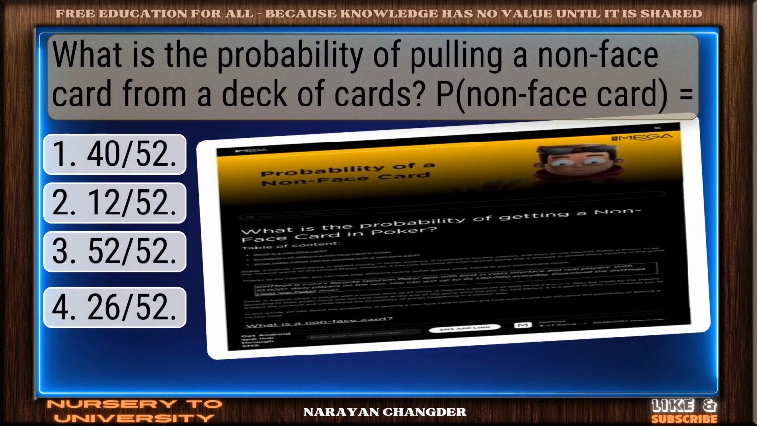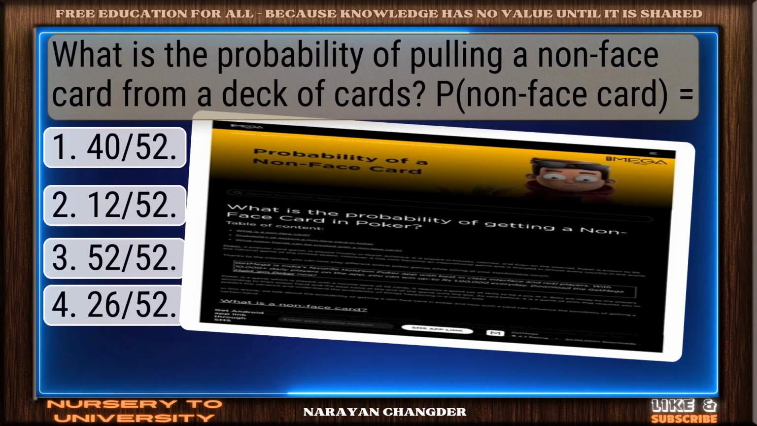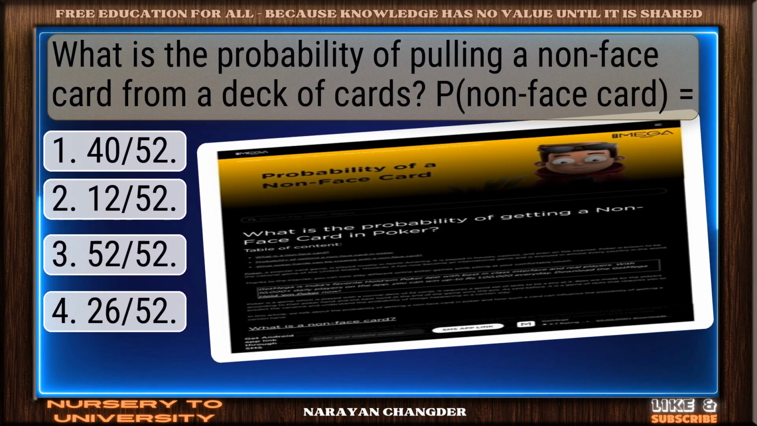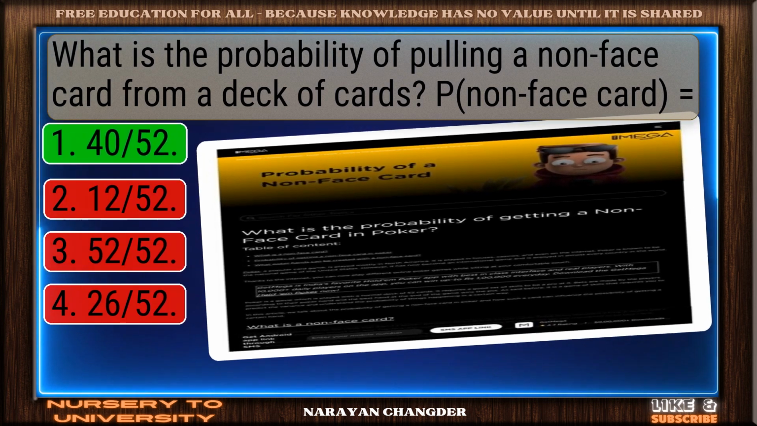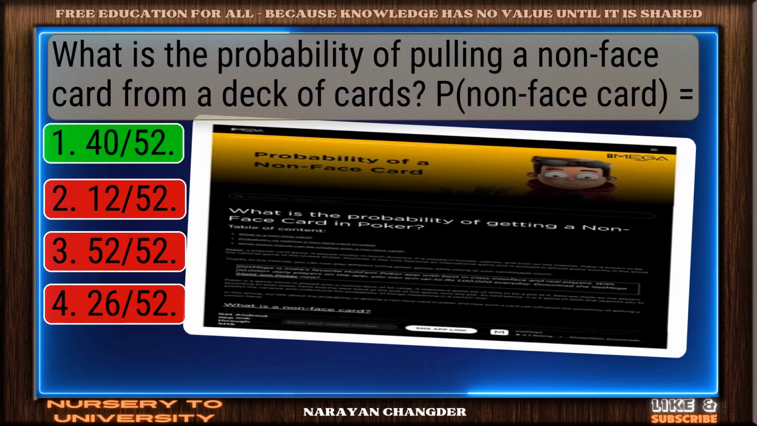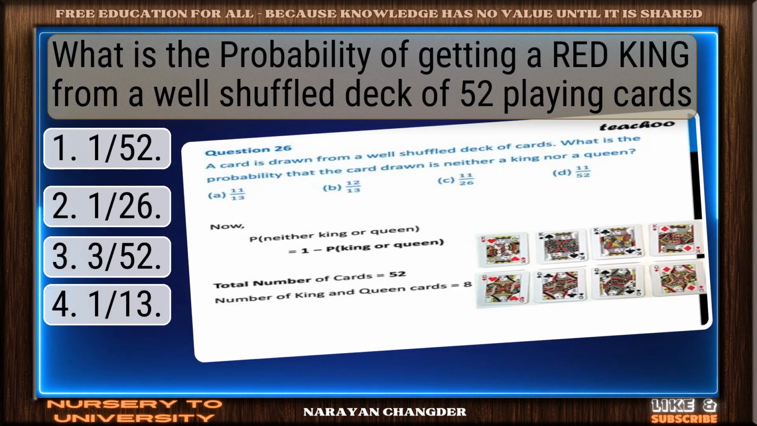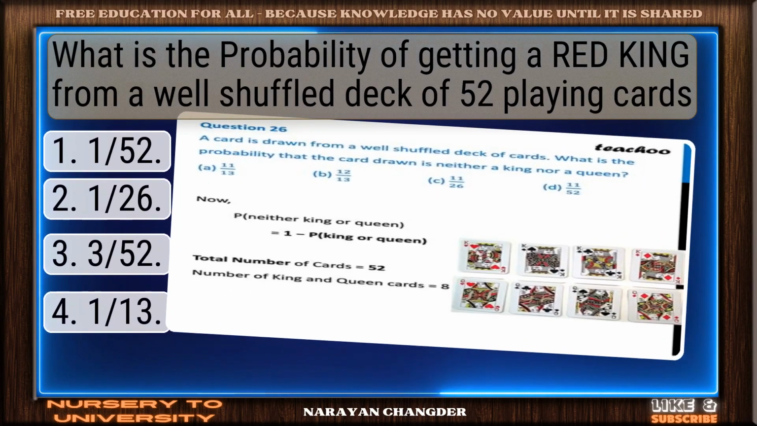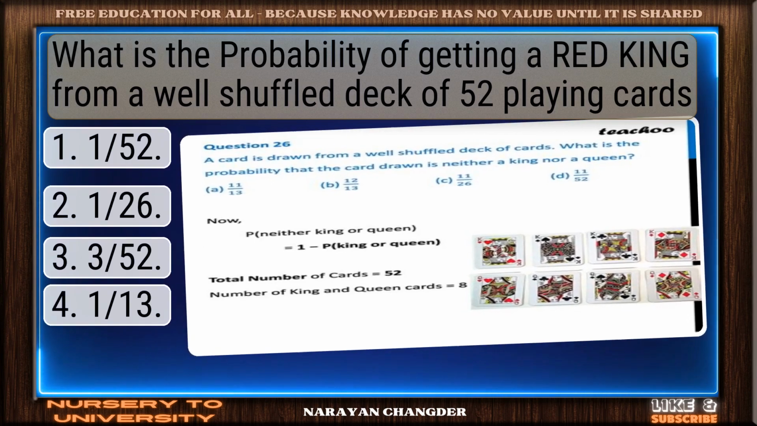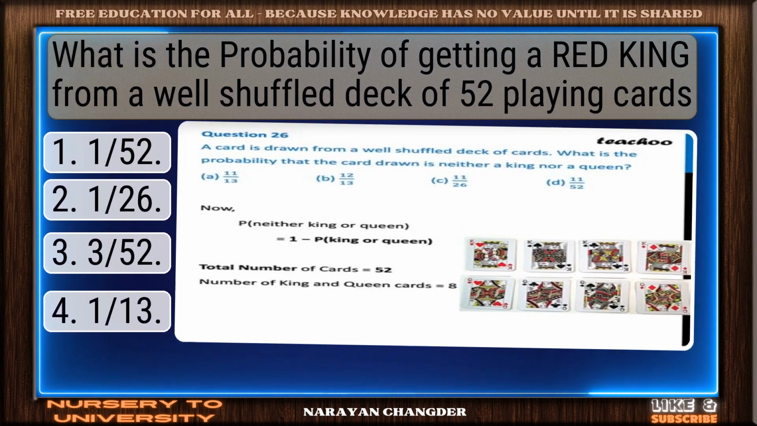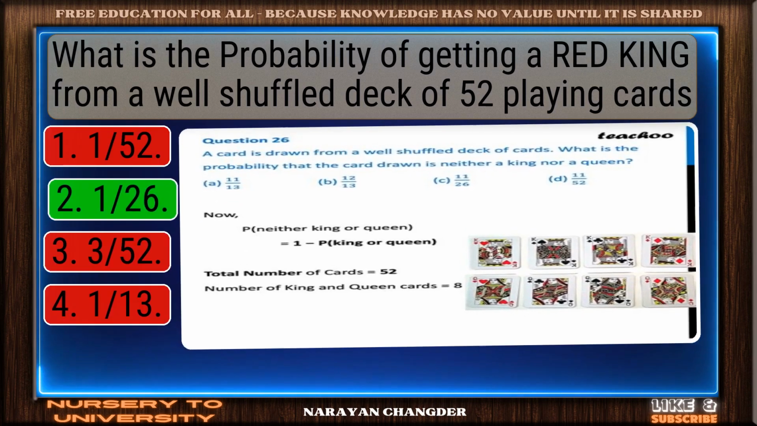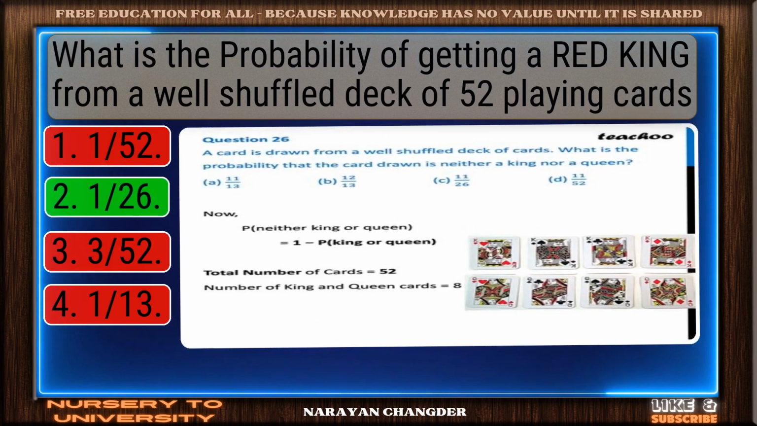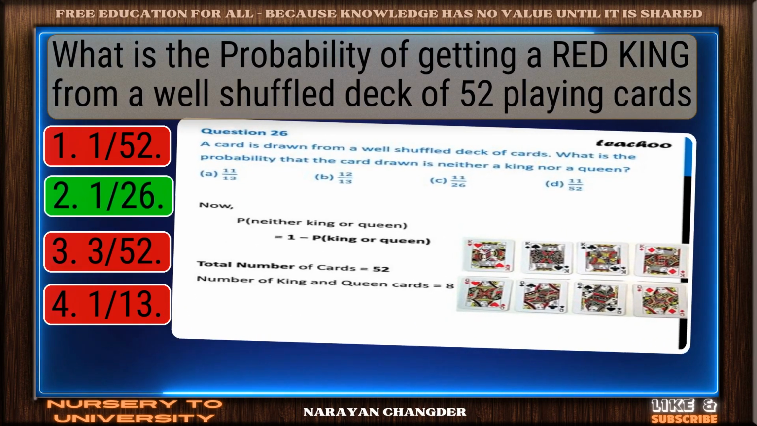Question number 18. What is the probability of pulling a non-face card from a deck of cards? P = 2. Excellent. 40/52 is a brilliant choice. Question number 19. What is the probability of getting a red king from a well-shuffled deck of 52 playing cards? Great thinking. Funty26 is the right choice.